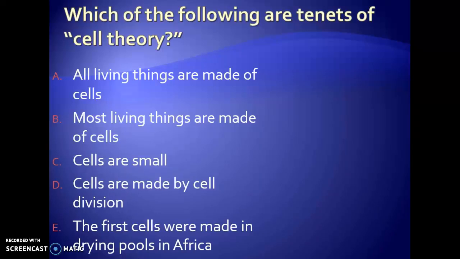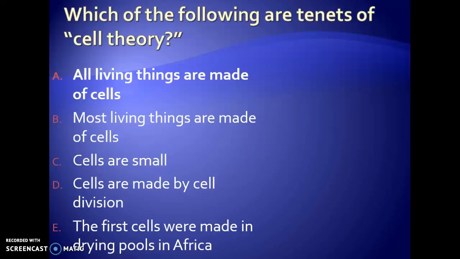Alright, so which one of those is correct? Well, the first one is the only completely true option based on the definition of cell theory. Option B, most living things are made of cells, is not correct because that most is not correct. For that to be fully correct, you would need to have all living things are made of cells. Option C is true that cells are small, but not officially part of cell theory.